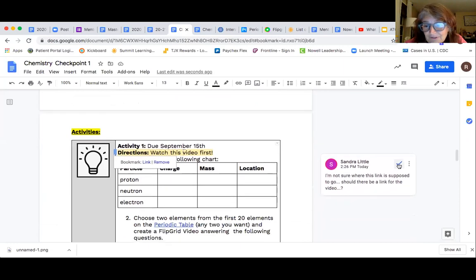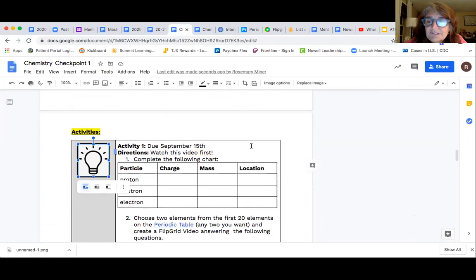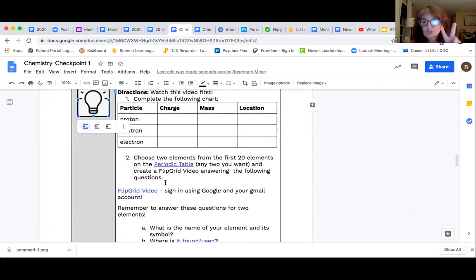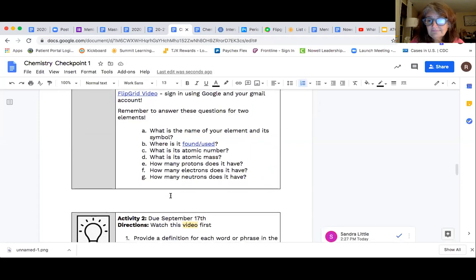Finally, without further ado, checkpoint activity number 1, okay? So here it is. This is due September 15th. Click here, and this is the video that you're watching right now, okay? And what we're going to do is complete this chart, and then we're going to choose 2 elements from the first 20 elements in the periodic table, and we're going to create a Flipgrid video answering the following questions, okay? There we go. And here's the Flipgrid video. You sign in using Google and your Gmail account, and these are the questions you're going to answer, okay?